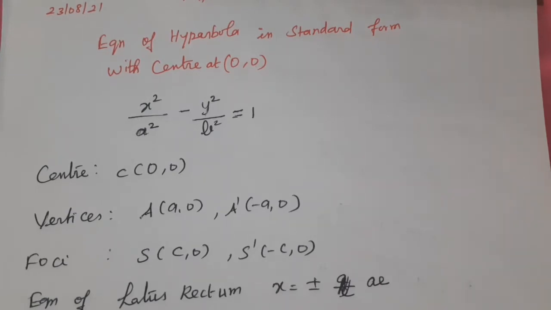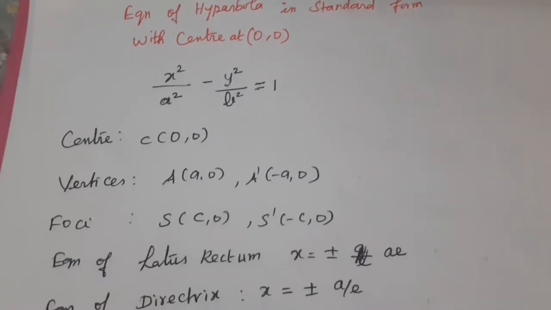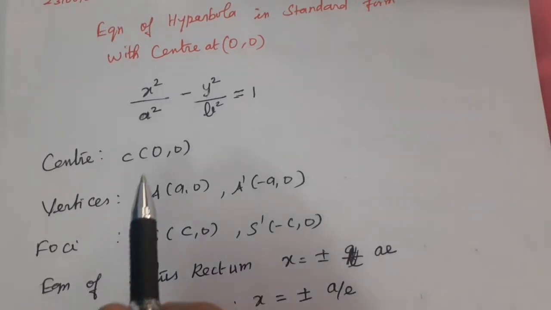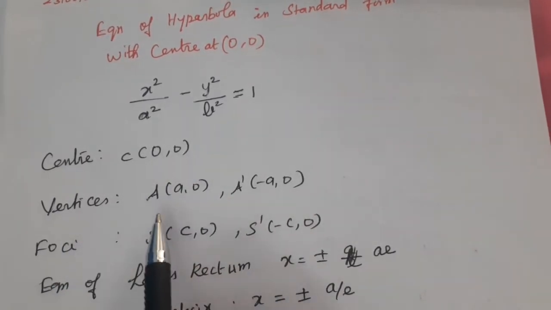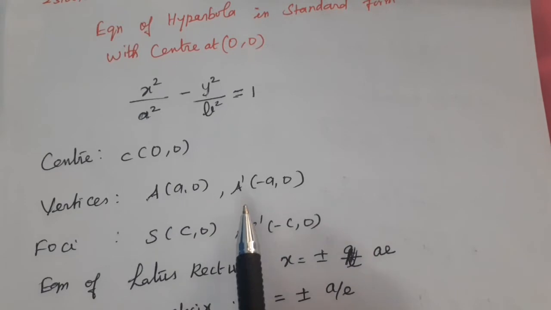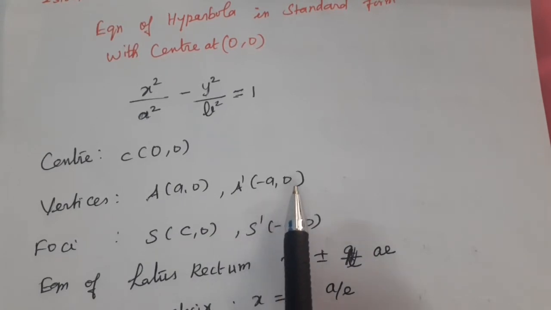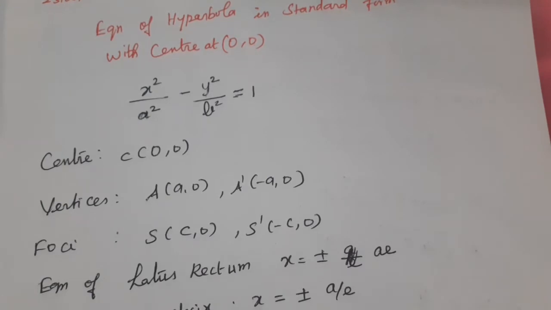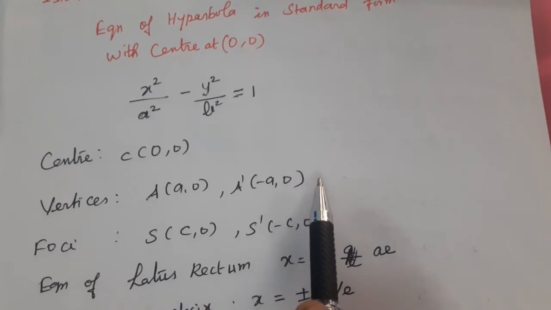So the center is the origin, which is 0, 0. What are our vertices? Vertices A is a, 0 and A dash is minus a, 0. If you understand the ellipse, the hyperbola is very easy for you. The two vertices parallel to the x-axis are a, 0 and minus a, 0. For the y-axis, the vertices are 0, a and 0, minus a.